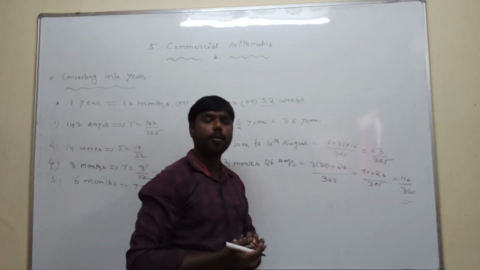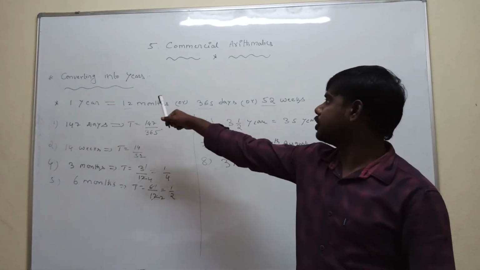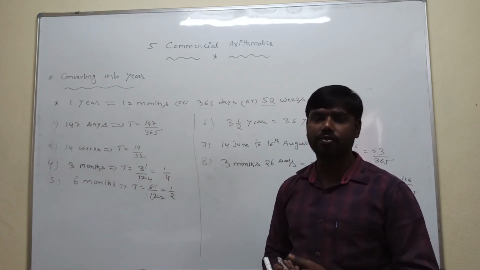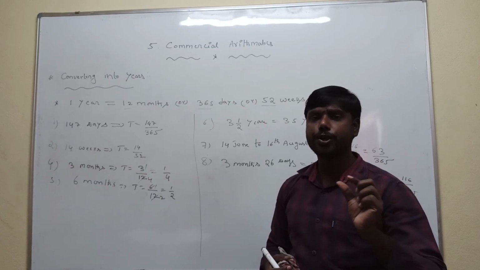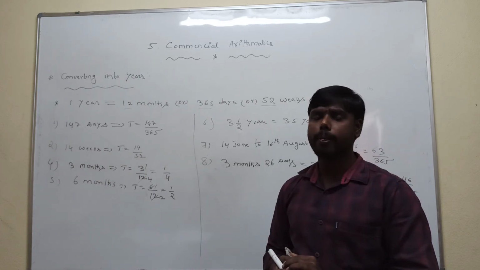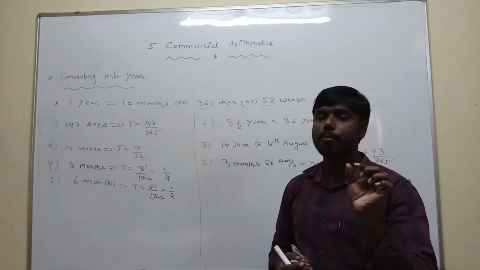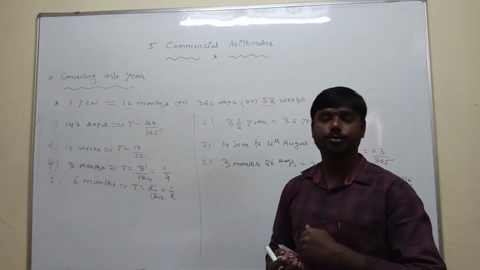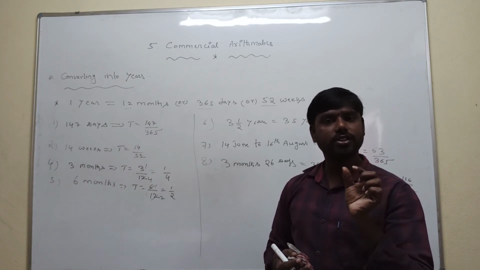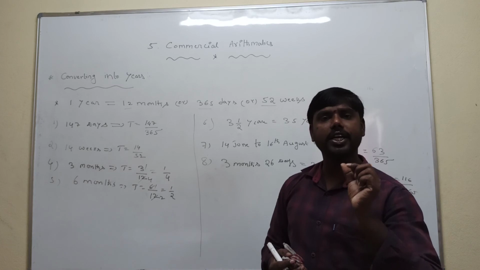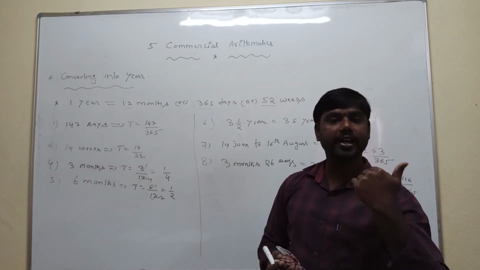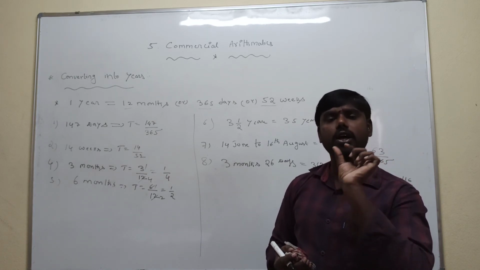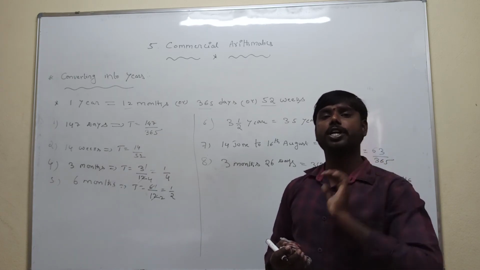Tomorrow we will discuss problems on simple interest. Everyone understood what is the principal amount, what is the time, what is the rate of interest, and the definition of simple interest. Principal is the sum of money deposited or borrowed. Time is the duration for which the money is borrowed or lent. Rate of interest is the interest charged on the principal amount.